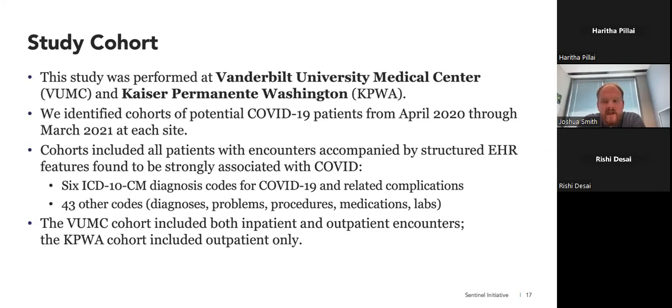This had the added benefit to ensure that we not only had true cases in our sample, but we also had controls with no disease, and that those controls would look more similar to true cases. The VUMC cohort consisted of both inpatient and outpatient encounters, and the KP Washington cohort consisted of outpatient only.